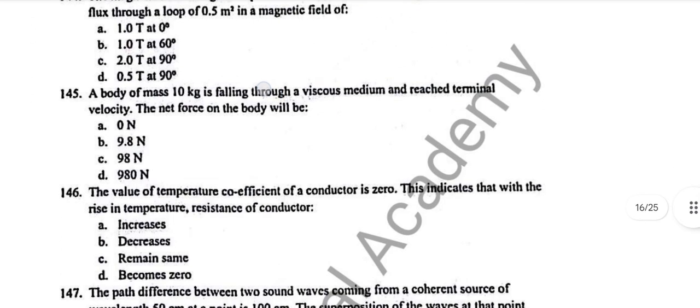Question number 145. A body of mass 10 kg is falling through a viscous medium and reaches terminal velocity. The net force on the body will be, and the correct option is A. Terminal velocity means net force is equal to 0, acceleration is equal to 0.